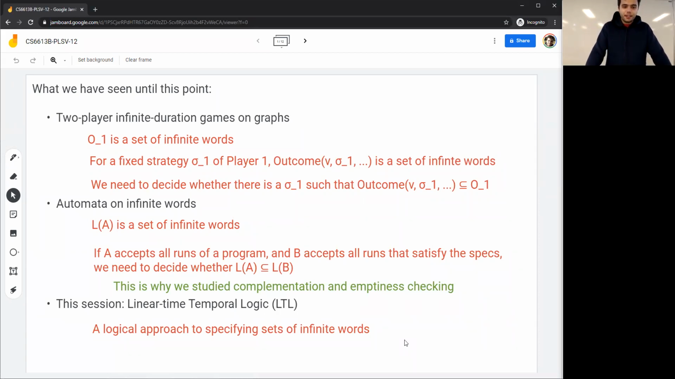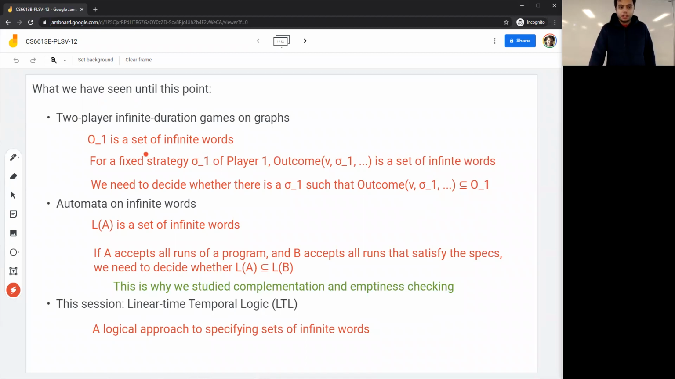Great. So today we're going to start a new module, and we're going to talk about a logical approach to verification. We're going to talk about linear temporal logic. But before we do that, let's take a look at what we've seen until this point.